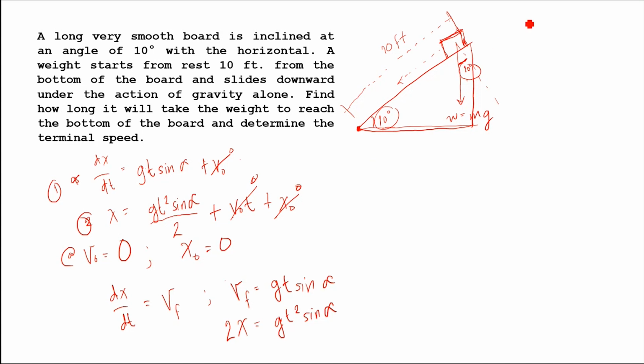Ano kaya yung mga given? Ang x daw ay 10 feet. Alpha is 10 degrees. Ano kaya itong g? Is it 9.81? Okay, 9.81 yan kapag ang unit ay meters per second squared. So the gravity na gagamitin natin, since naka-feet, is 32.2 feet per second squared.